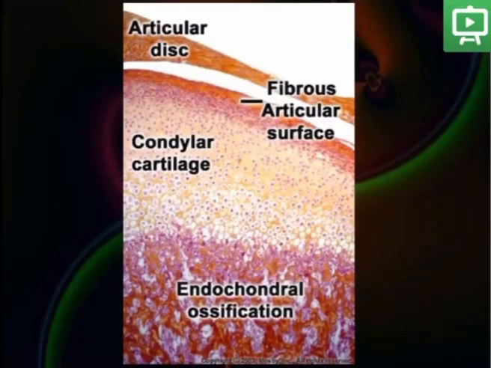Here is the secondary cartilage formation. We see the condylar cartilage, the hypertrophic chondrocytes are not aligned. They go in many directions, and the zone of endochondral ossification, the extracellular matrix zone, is very limited.